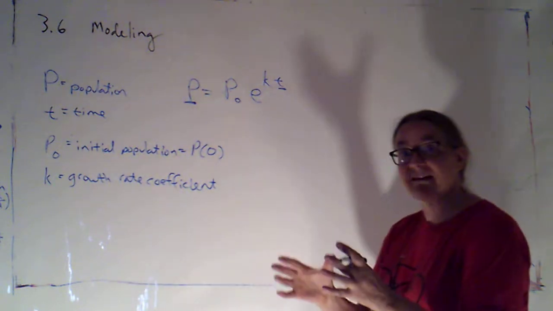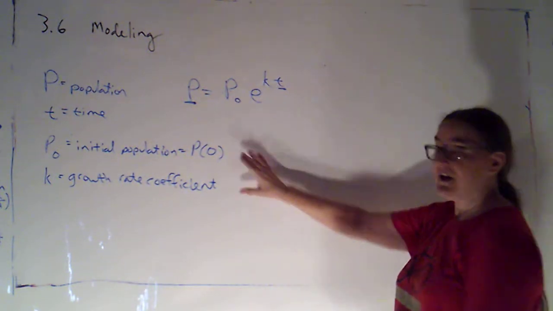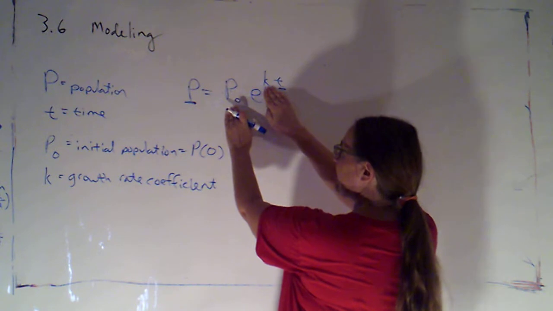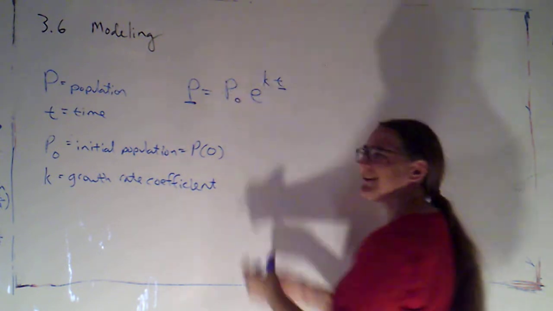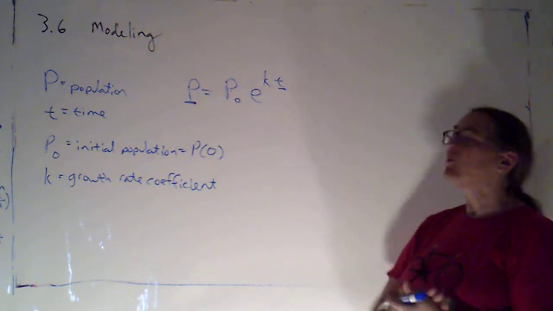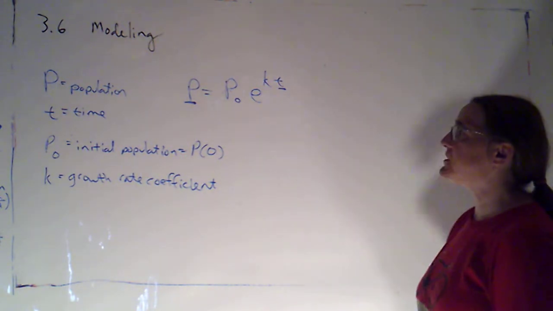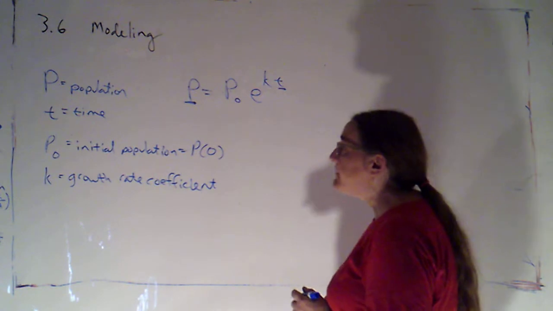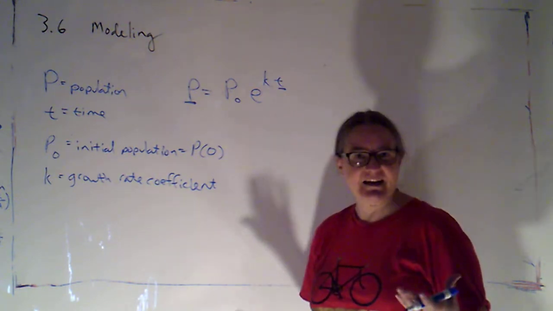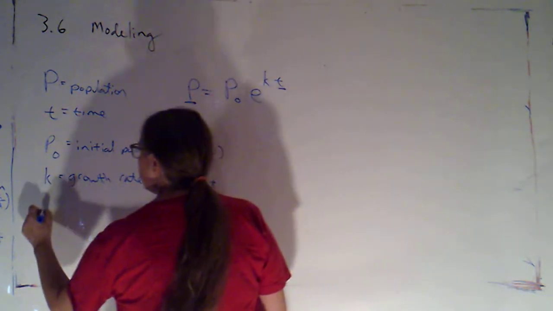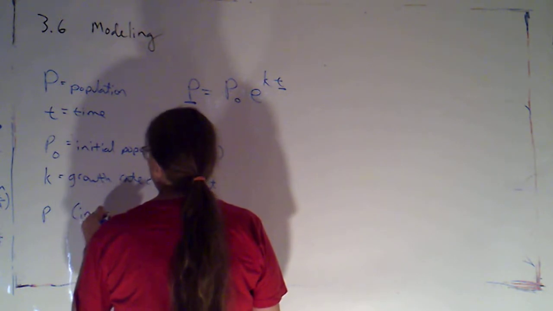For any one scenario, these are constant, but I write them here as variables because this is the generic one. What I want to do is try to make it more specific. So let's suppose that we're going to be measuring population in a certain city, and let's let P be in millions of people.